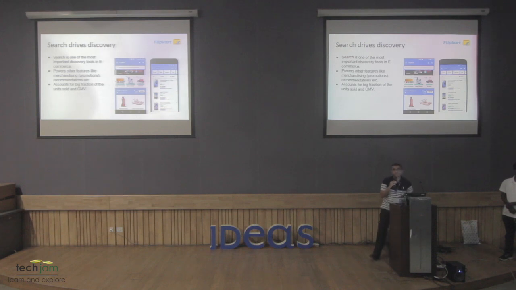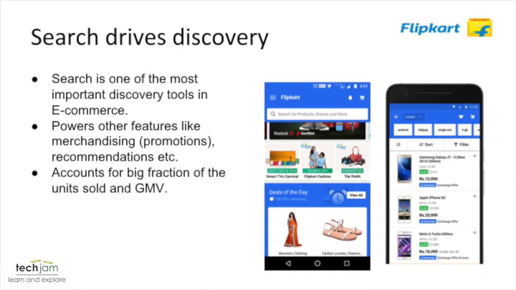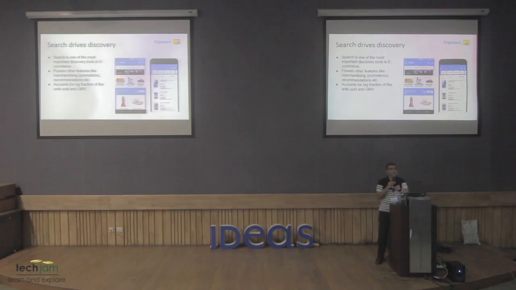But what people also don't know is that other finding methods like recommendations and merchandising, which is basically promotions that we run on our homepage and so on, are effectively using search in the form of a pre-populated query. So when you click on one of those recommendation cards, or on one of those tiles in merchandising, behind the scenes what's happening is you're being taken to a search results page.